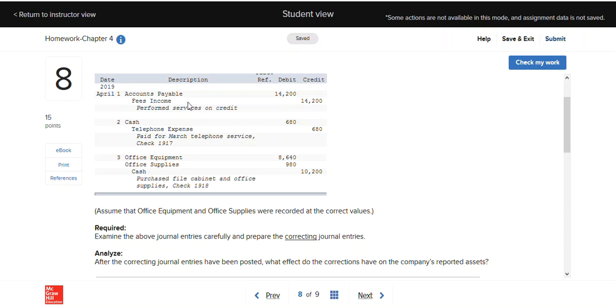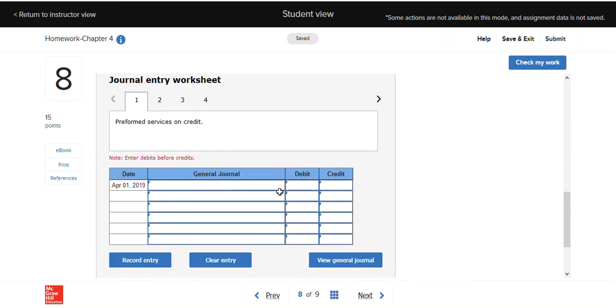And the debit should be accounts receivable, because when we record services on credit, we're recording some money that we are going to receive in the future. Accounts payable is money that we owe. That's a liability. We would not owe money for providing a service to somebody. They would owe us. So that's the problem with this one. To fix it, that should have been recorded as accounts receivable.